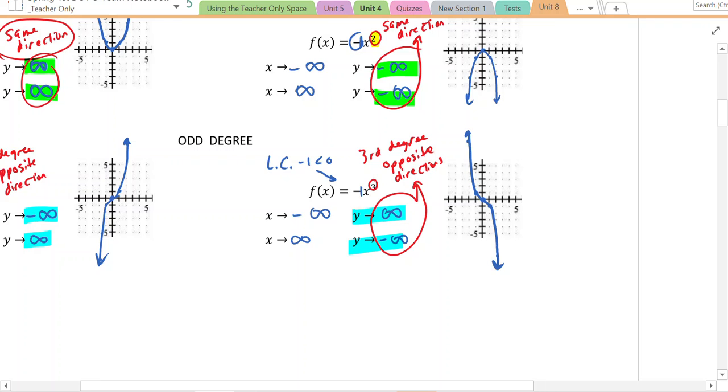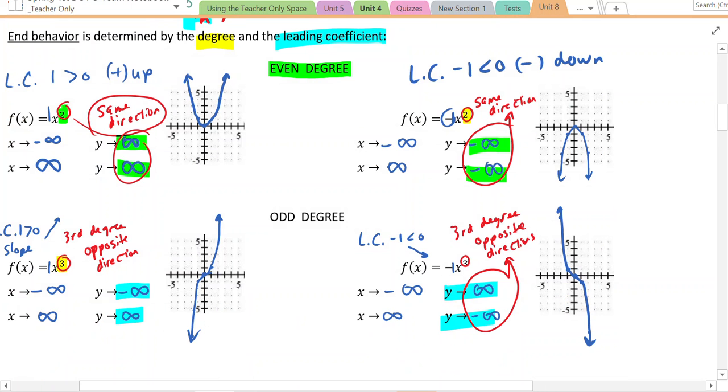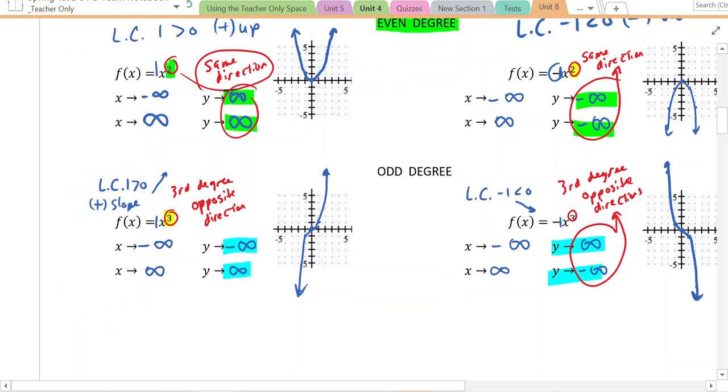And that's true for every polynomial. Every polynomial, you can decide if it's even or odd based on its term with the largest exponent. Let me go ahead and summarize this.